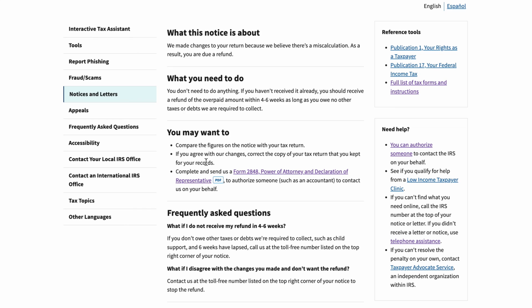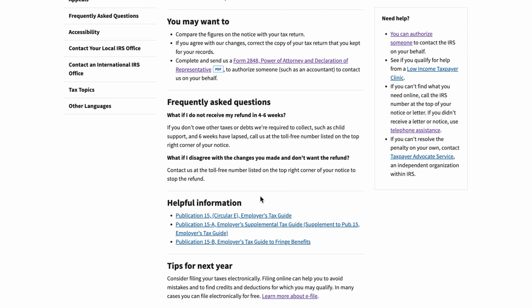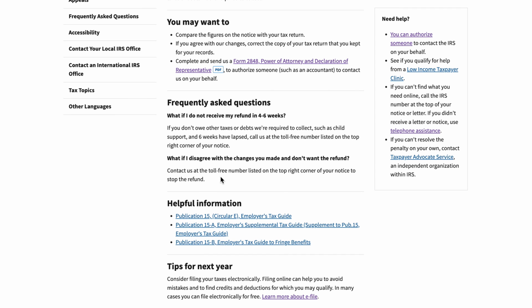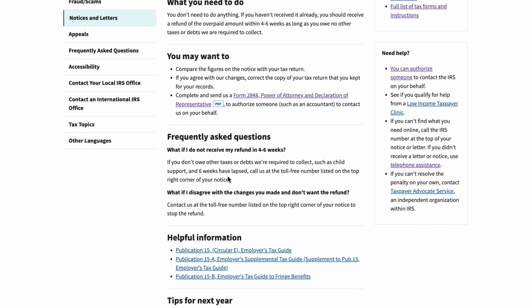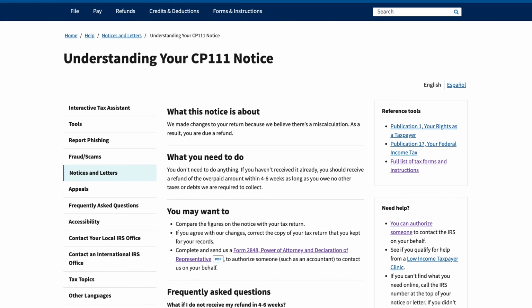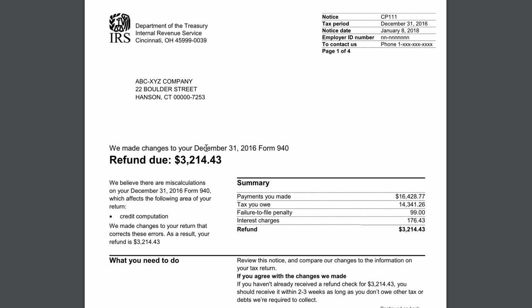You can have your accountant or someone else represent you in front of the IRS. If you don't feel like doing this yourself, you would complete and send a copy of Form 2848, which is the official power of attorney form. We'll put links in the show notes to that, but you can go through these frequently asked questions to see if there's any additional information. But I think in this video, we covered everything that pertains to this notice.